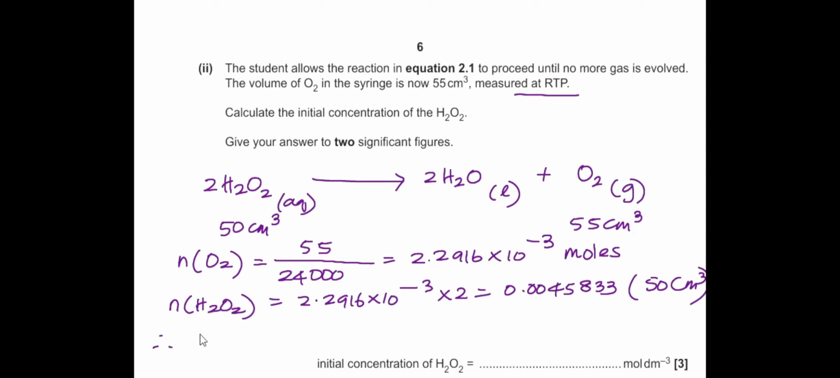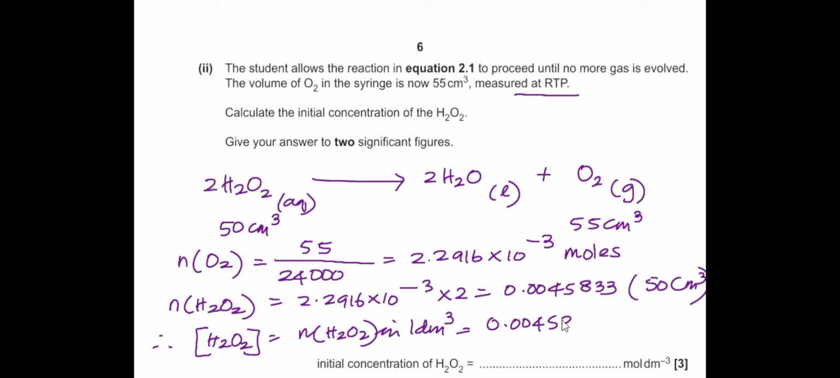Therefore, concentration of H2O2 is equal to number of moles of H2O2 in 1 dm cubed. That's equal to, you multiply this by 20, 0.0045833 times 20 to make it 1000 cubic centimeters, and that is 0.092 moles per dm cubed.